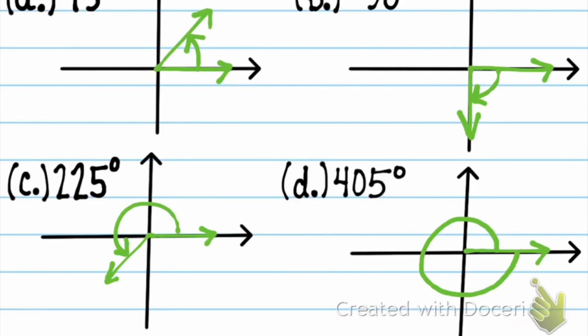So 405 is somewhere between 360 and 450. That means it's more than one full revolution, but less than an extra quadrant beyond that. To find out how many degrees past 360 we need to go, we'll just use subtraction again. 405 minus 360 is 45 degrees. So we're going to be exactly in the middle of quadrant 1 yet again.